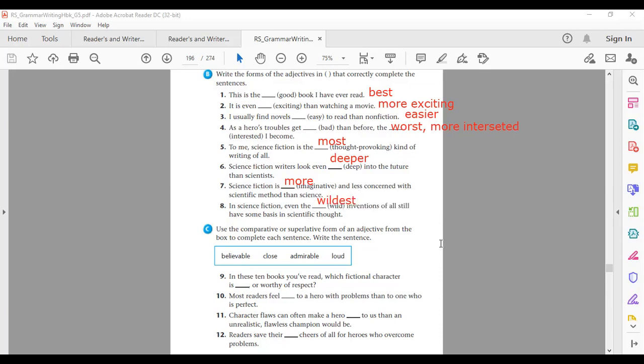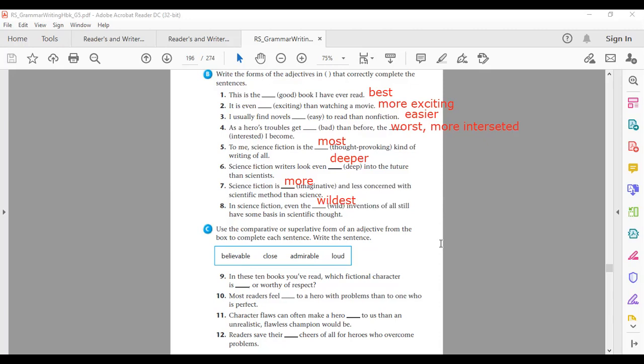I really want to cry, wallahi. Oh my god, my heart is hurting me, wallahi. You know, I did it until 7. Use comparative or superlative forms of an adjective from the box to complete each sentence.